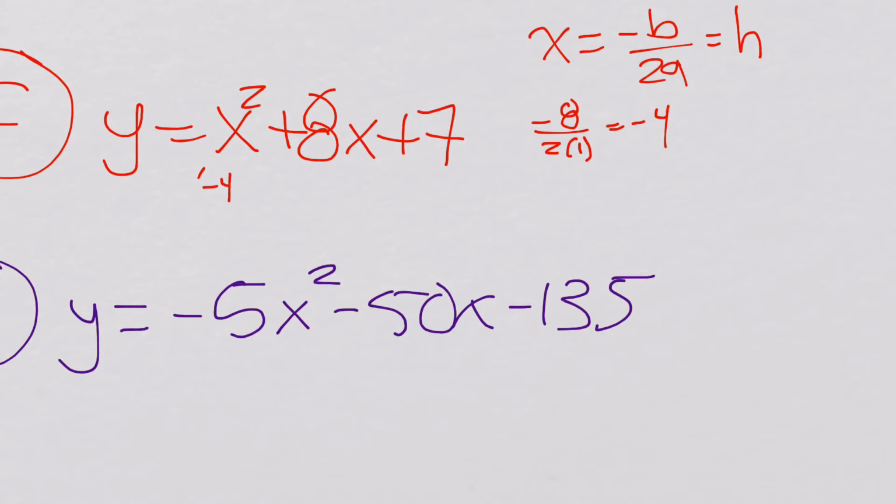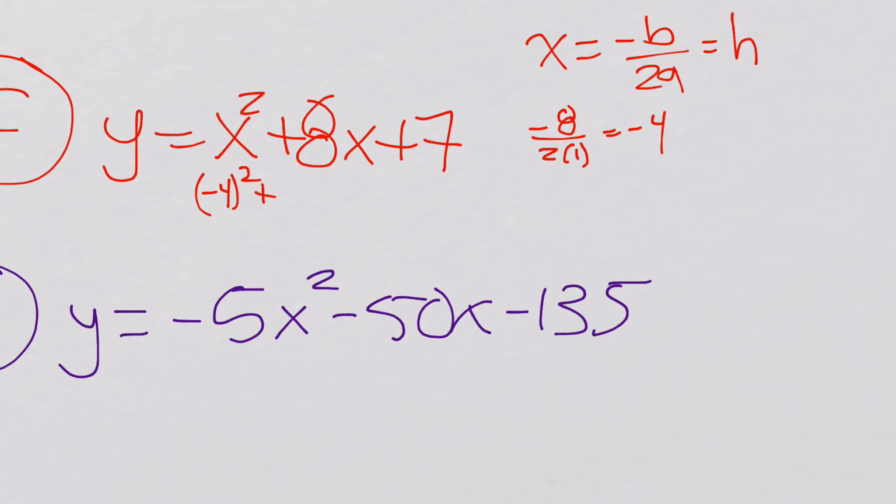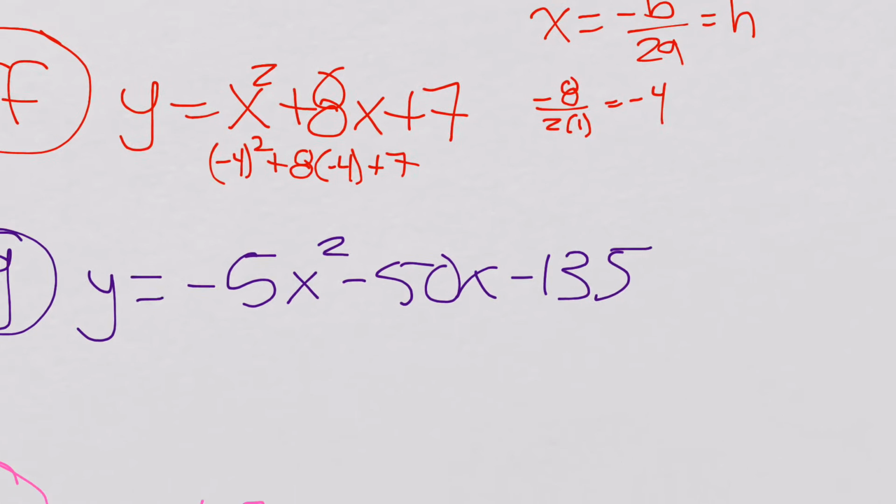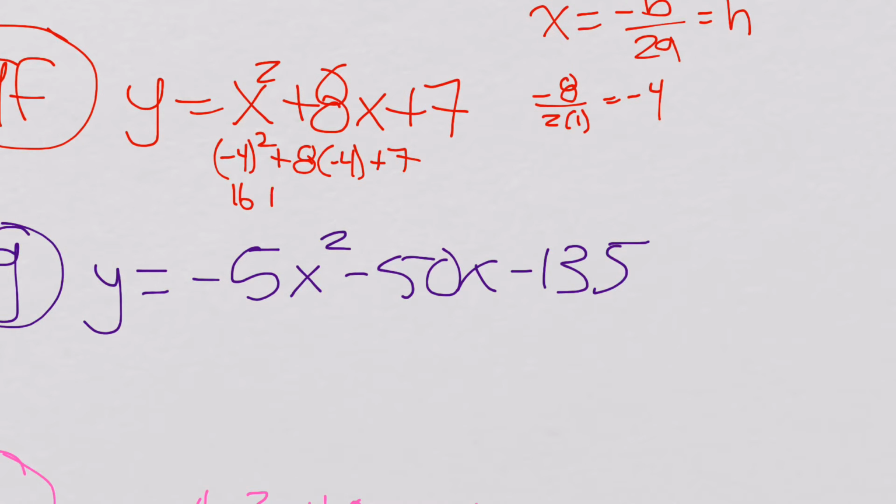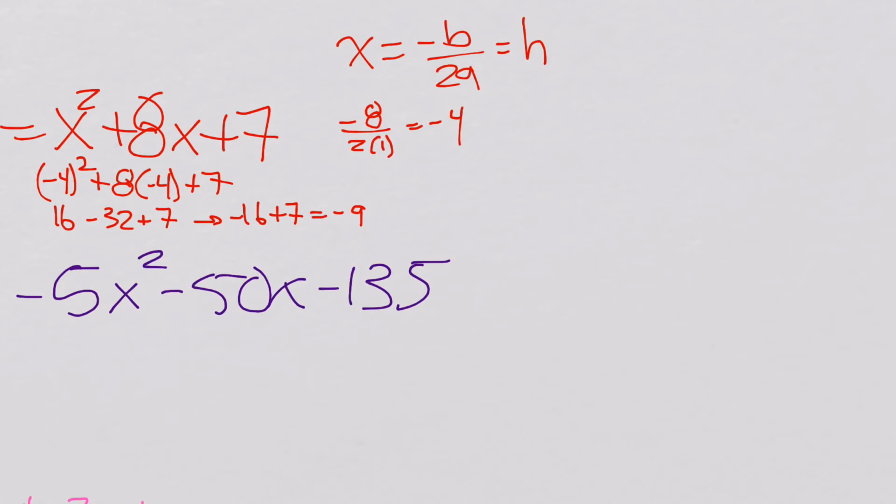So I could say negative 4 squared plus 8 times negative 4 plus 7. So negative 4 squared is 16 minus 32. 8 times 4 is 32, plus 7. Negative 32 and a positive 16 gives you a negative 16. So this becomes negative 16 plus 7. Negative 16 plus 7 is negative 9. So my vertex has to be at negative 4, negative 9.